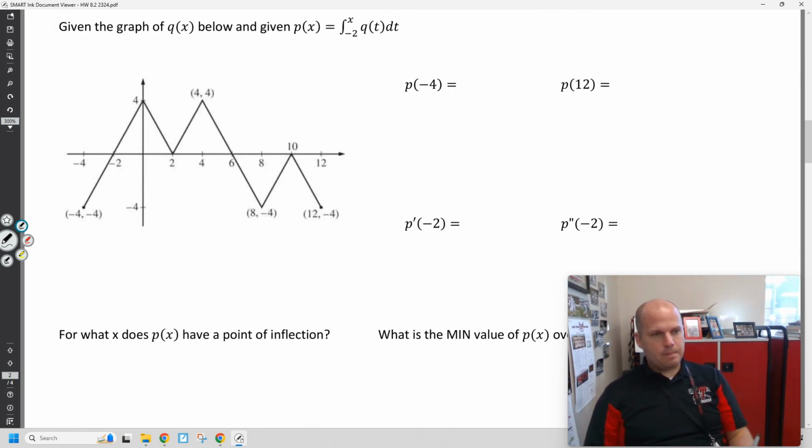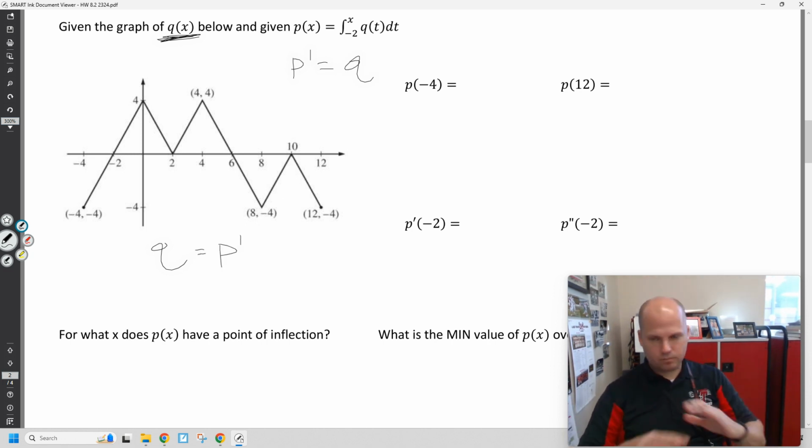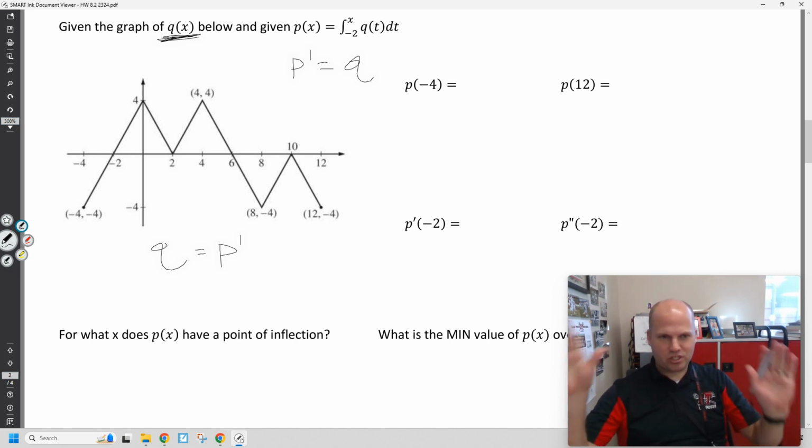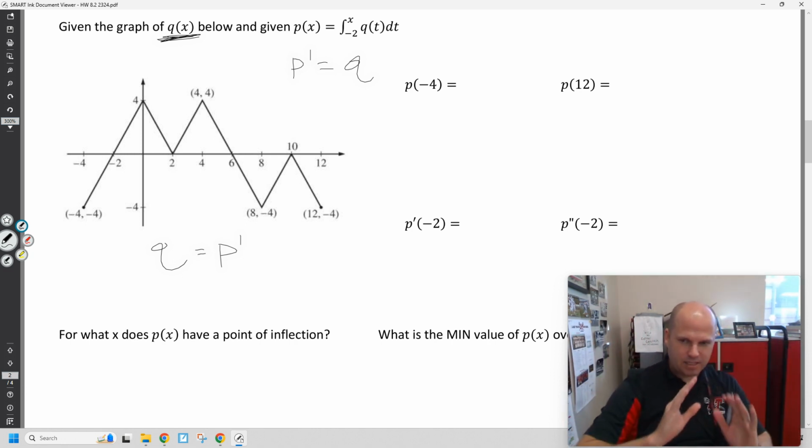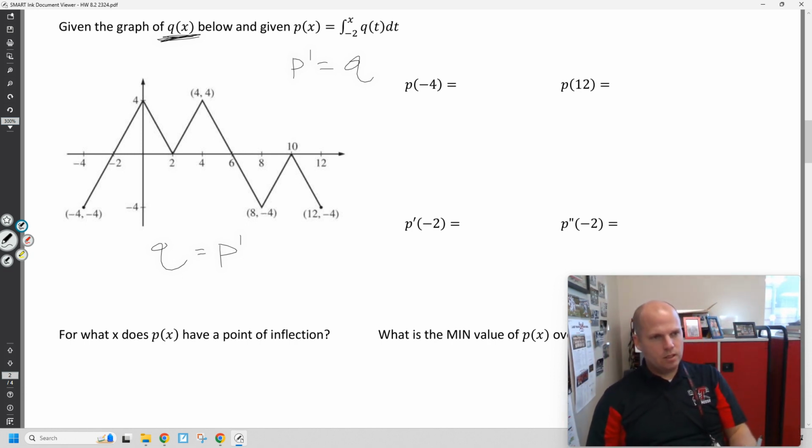I change it up again. This is the graph of Q. P equals the accumulation of area of Q. Well, that means P prime equals Q. Q is actually the graph of a derivative of P. Great. Established. Needs to be written. That's P prime. Sweet. Let's find some values.